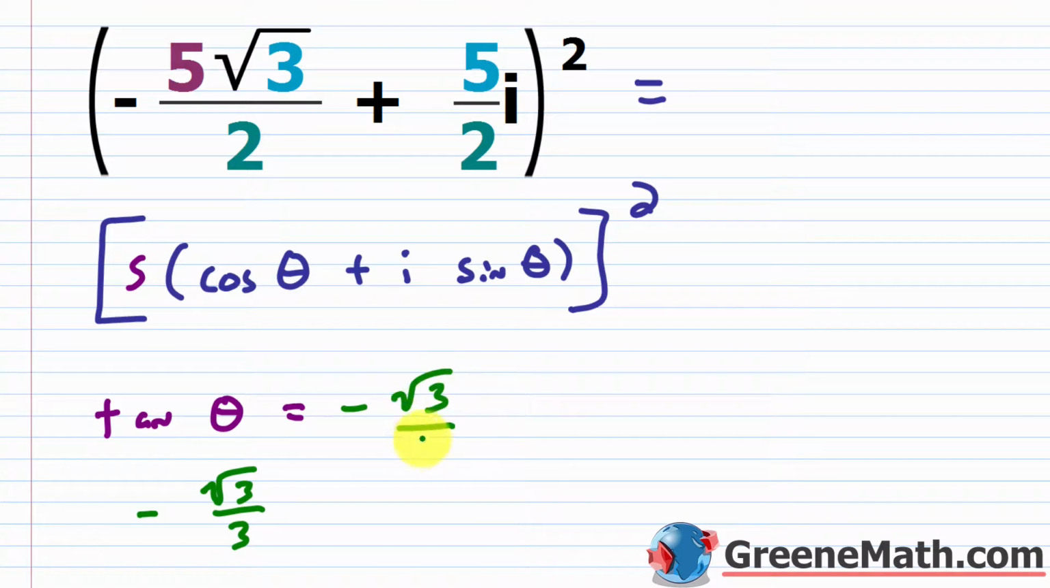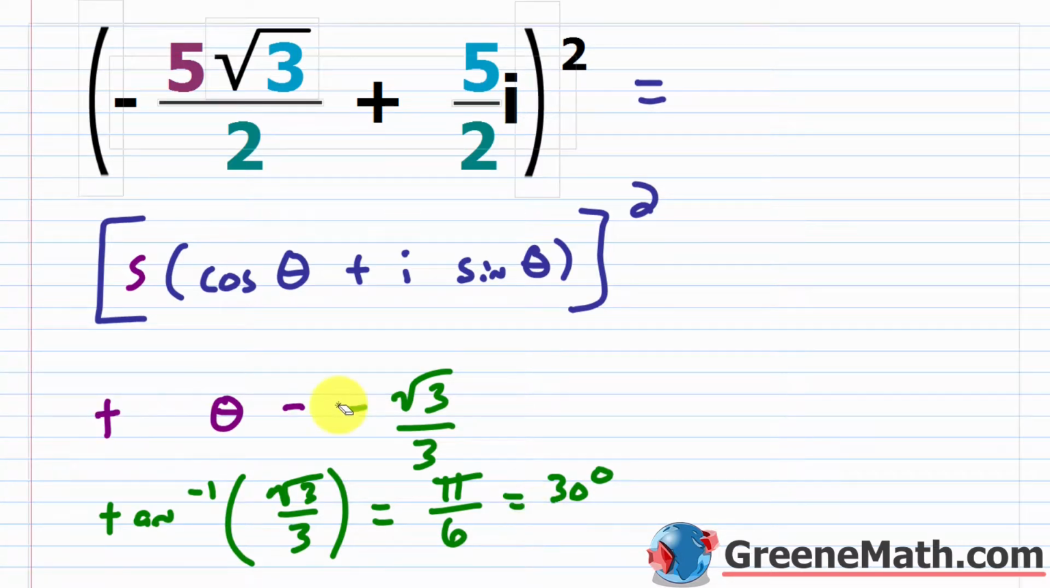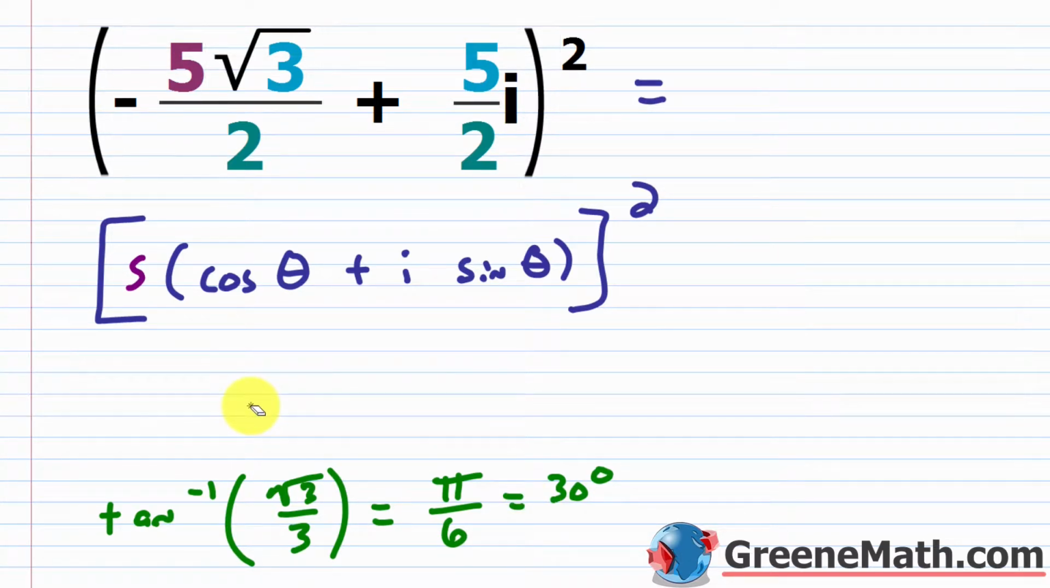So what I'm actually going to do is the inverse tangent of, I'm just going to make this positive, so square root of 3 over 3. This is going to give me my reference angle. So if I punch this into the calculator, I get pi over 6 if you want to work with radians, or you get 30 degrees if you want to work with degrees. Now, this is not my answer because I'm not in quadrant 1. Let's get rid of this. We don't even need this anymore. Let's think about where we are.